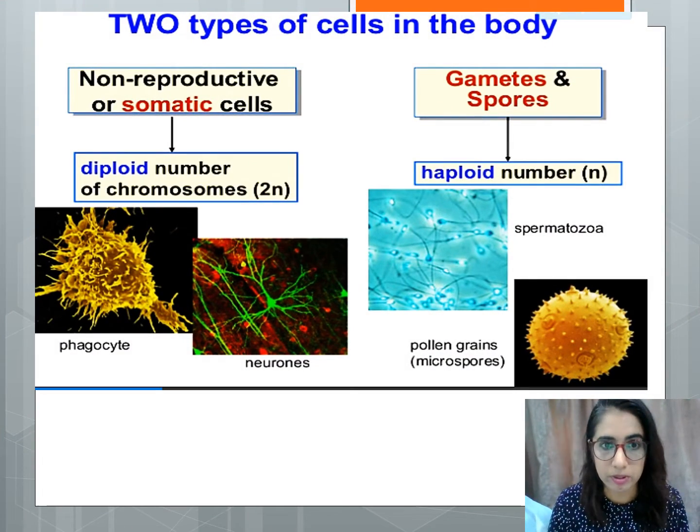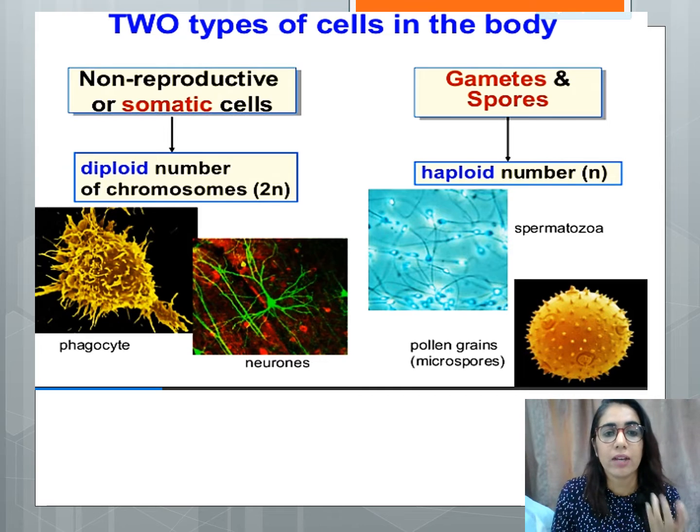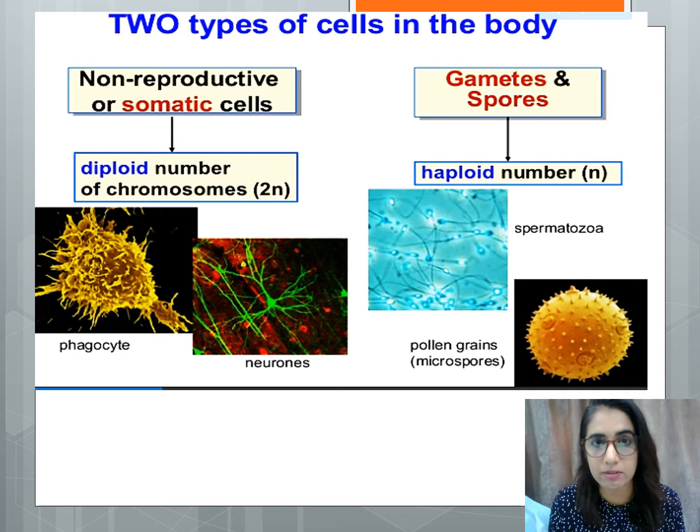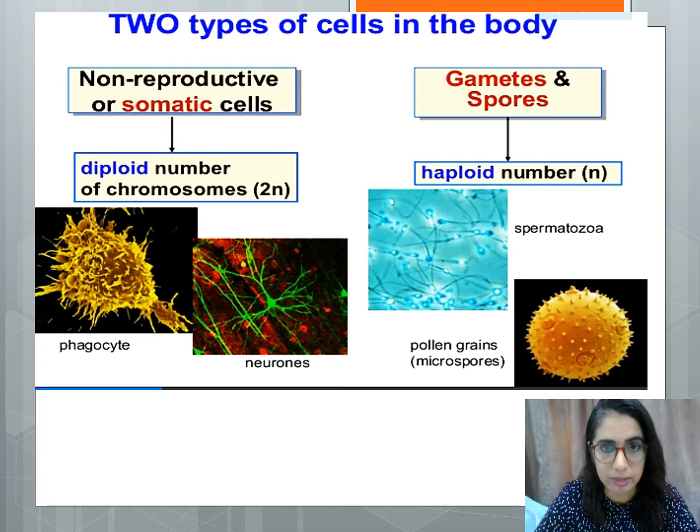Now there are two types of cells in the body: the non-reproductive or somatic cells, like I explained in my previous slide, for example the phagocytes, the neurons, and so on. Then the gametes are the reproductive cells in the body or in plants, for example the pollen grains, spermatozoa, sperms, eggs, all the reproductive cells in animals and in plants. The chromosomes in somatic cells are diploid in number, 2n, and the chromosomes in the gametes are haploid in number, n. That means the gametes have half the number of chromosomes compared to the somatic cells. Why? We will see further in this video.